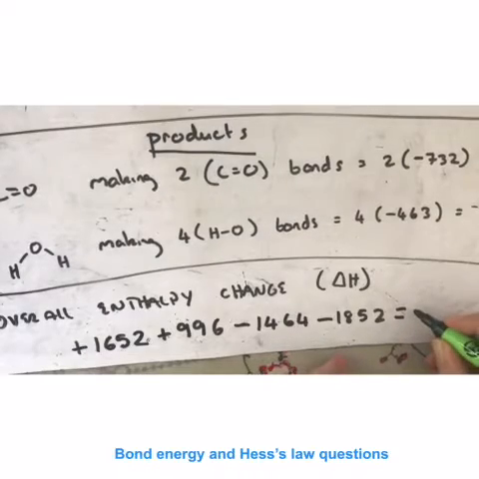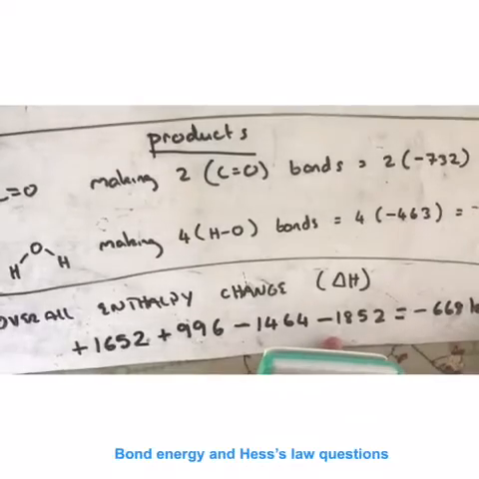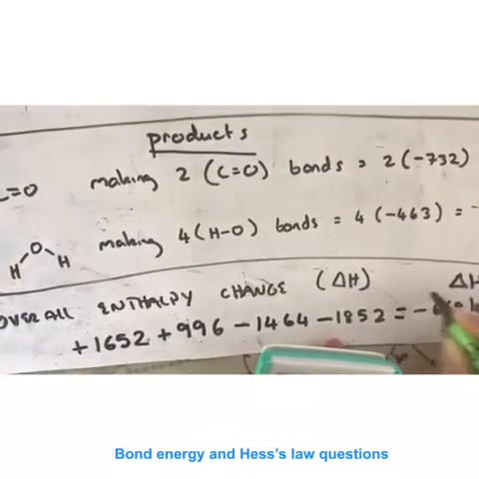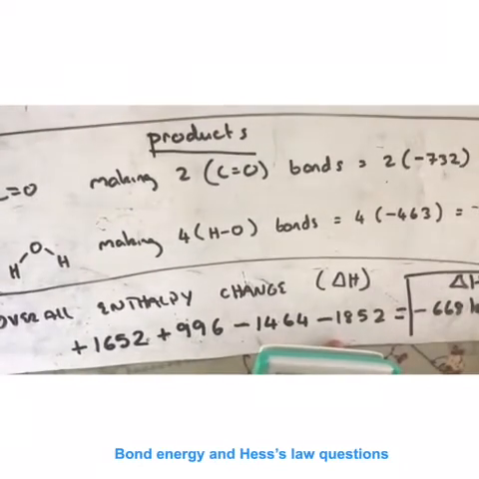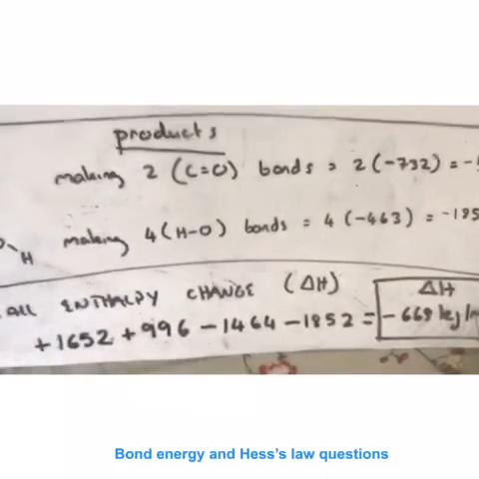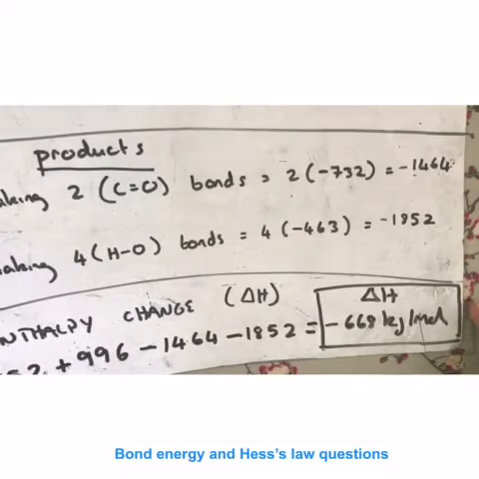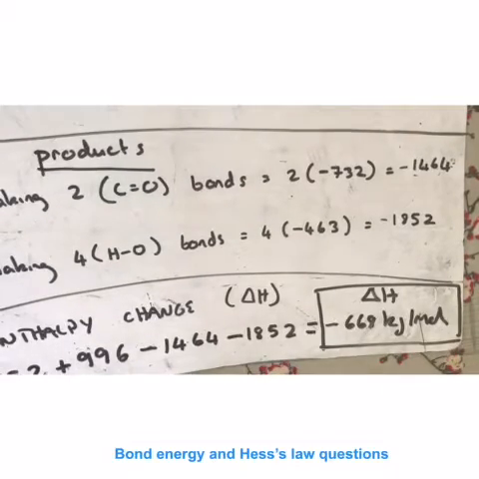Okay, so your overall is minus 668 kilojoules per mole. So that is your overall enthalpy change, your overall heat change for that reaction. So that is your answer there, girls. So hopefully that is clear enough. All right. So I'll try and find another question that you guys can have a go at yourselves based on that.